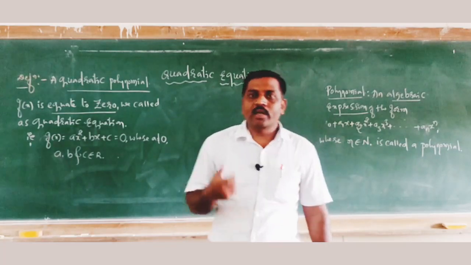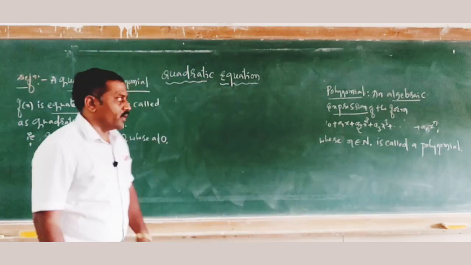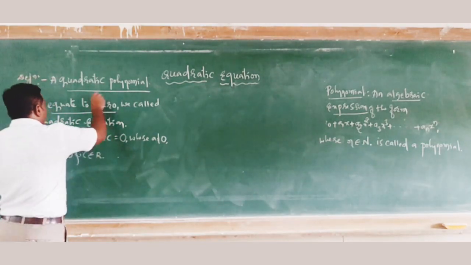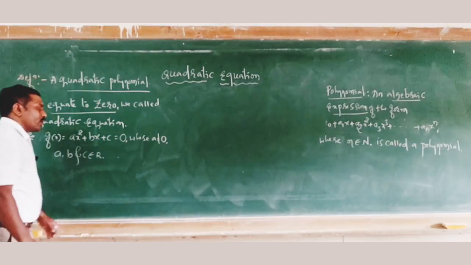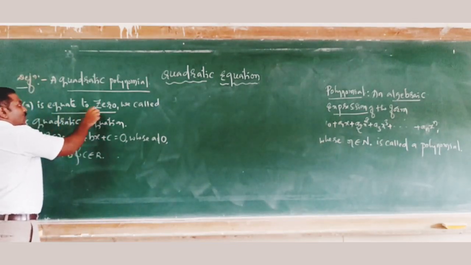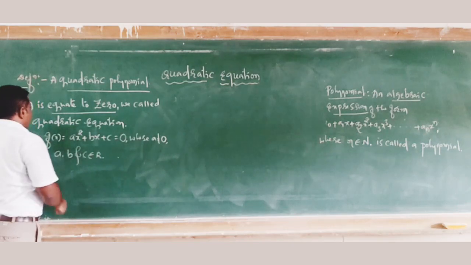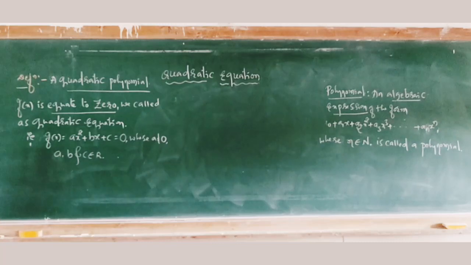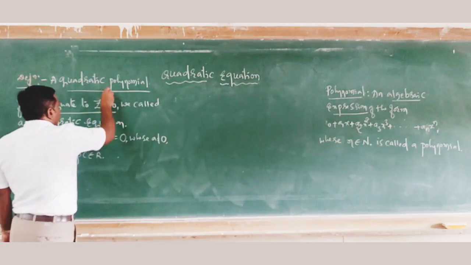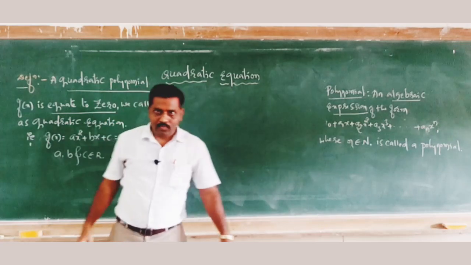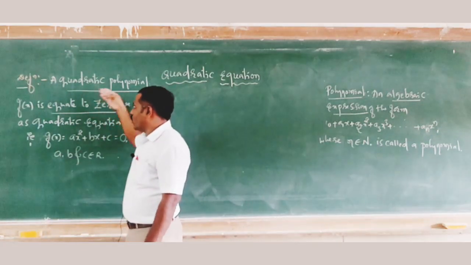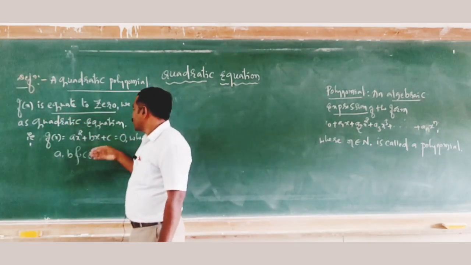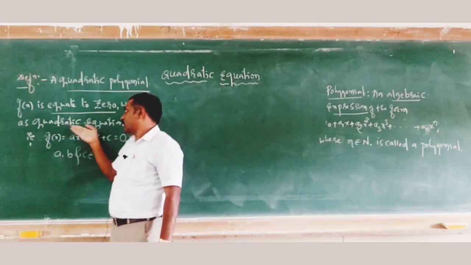First we see the definition of the quadratic equation. Definition: a quadratic polynomial f of x equal to 0 is called a quadratic equation. So I repeat once again: a quadratic polynomial f of x equal to 0 we call a quadratic equation.